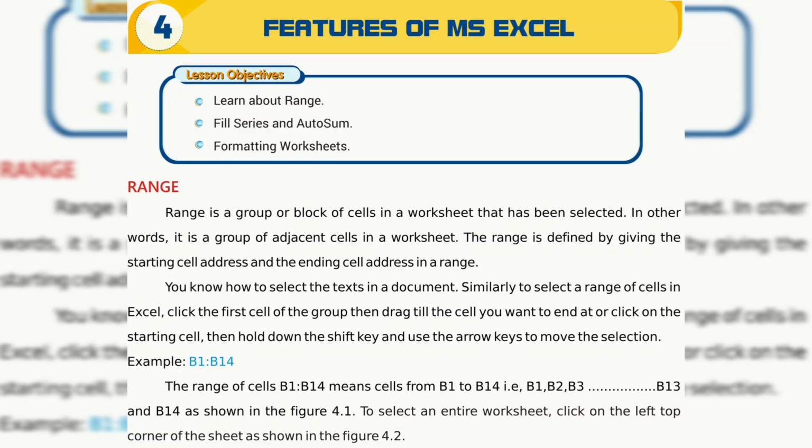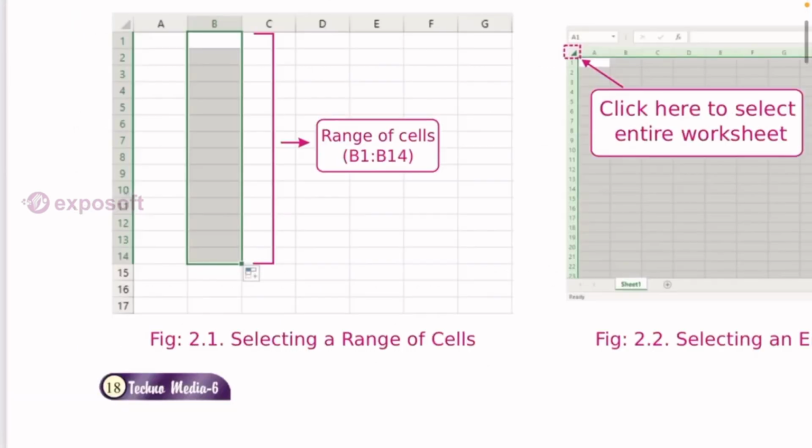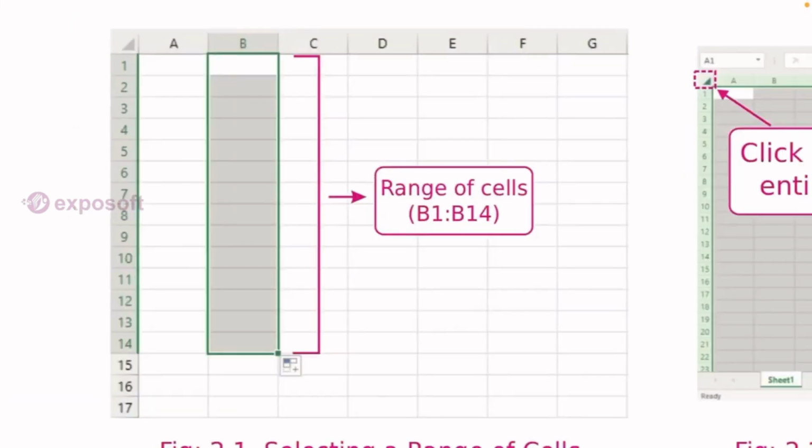Features of MS Excel. In this chapter, we will learn range, fill series and autosum, formatting worksheet. Range. A range is a group of adjacent cells. It is defined by giving the starting cell address and ending cell address in a range. Example, range of cells B1 to B14 means cells from B1 to B14.